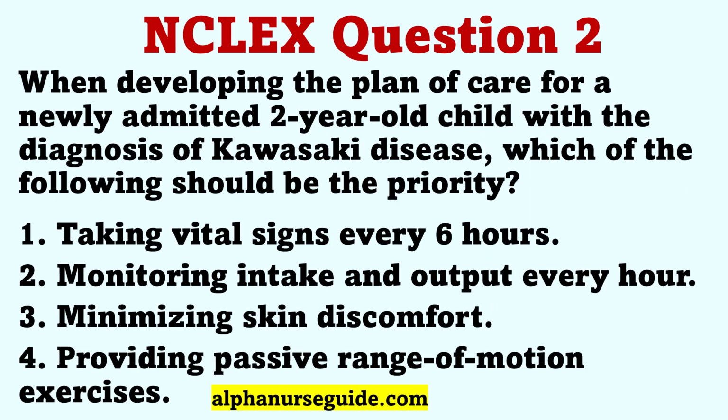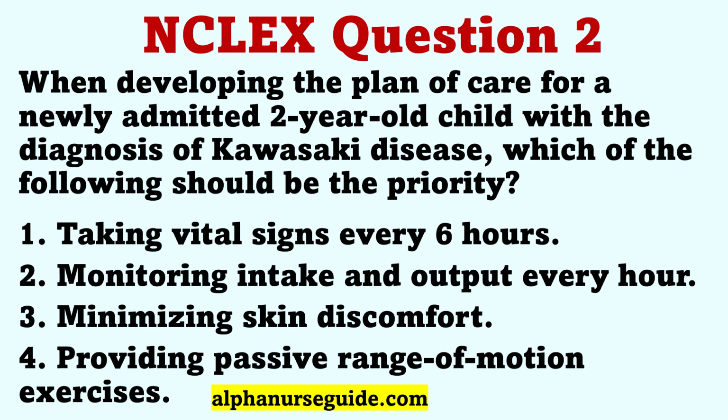When developing a plan of care for a newly admitted 2-year-old child with a diagnosis of Kawasaki disease, which of the following should be the priority? 1. Taking vital signs every 6 hours. 2. Monitoring intake and output every hour. 3. Minimizing skin discomfort. 4. Providing passive range of motion exercises.